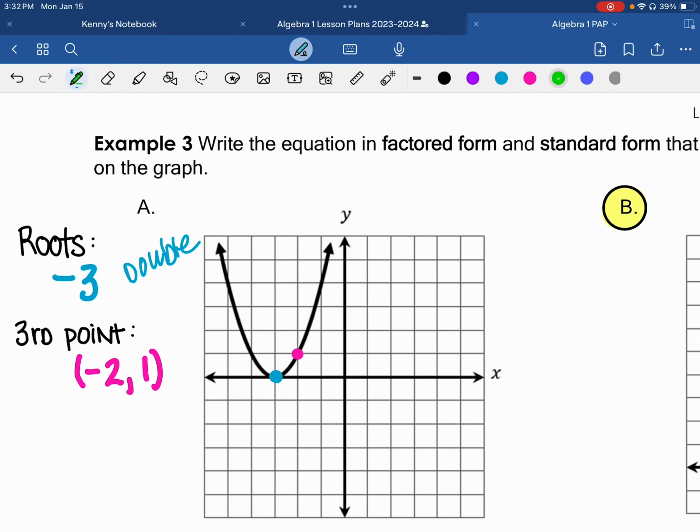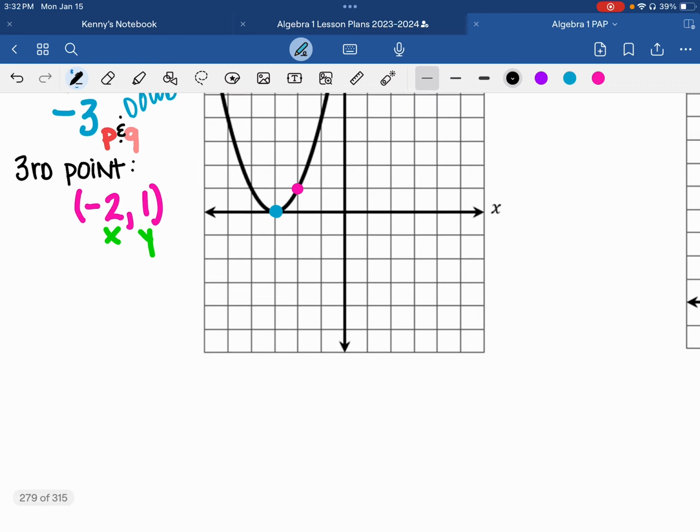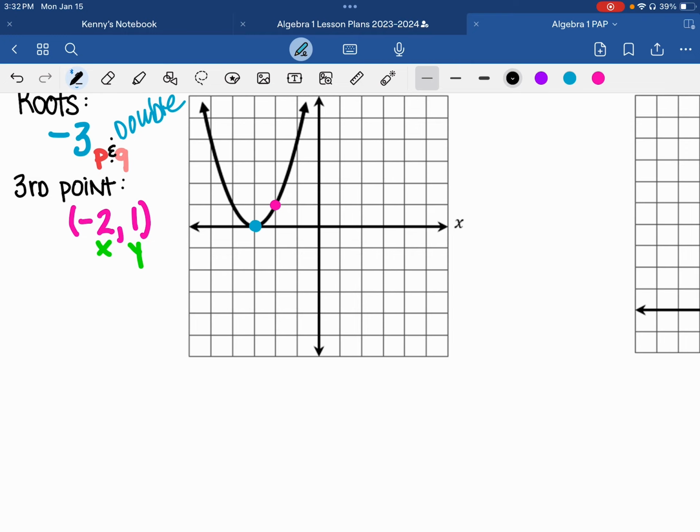So just remember, this is x, this is y, and this one is going to be p and q. It's going to be both of them. So this one, remember, is going to be p and it's going to be q. All right, so let's substitute in. There's our form.